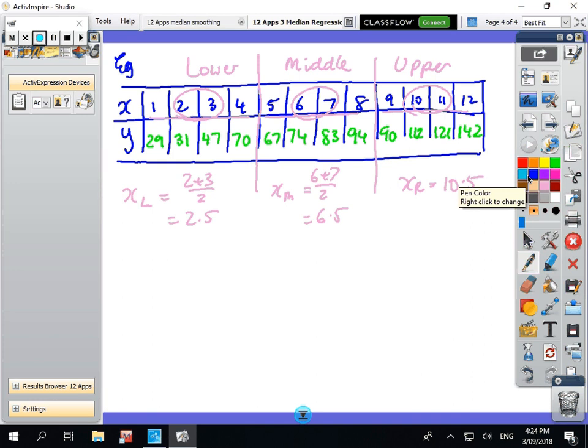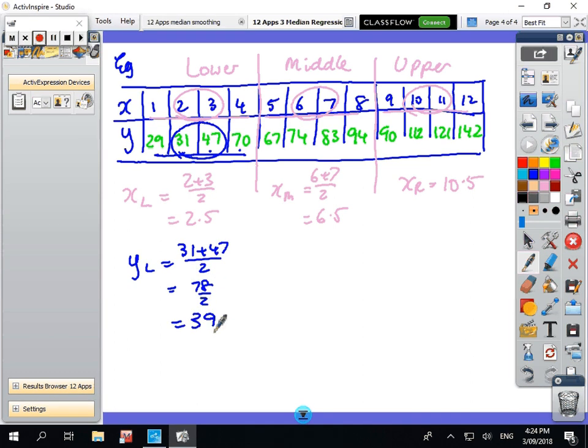Okay, now these numbers are in order. If one of the numbers wasn't in order, you'd have to be careful, but they're the middles, so we're going to go 31 plus 47 over 2, 78 over 2, so XL is 39. So I want you to have a go and get the y middle and the y upper. Again, those numbers are in order, so you just have to add the middles. Okay, so can you pause the tape and have a go at that, and when you're ready, come back.